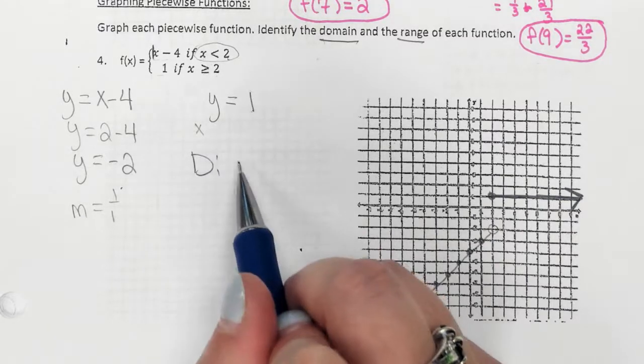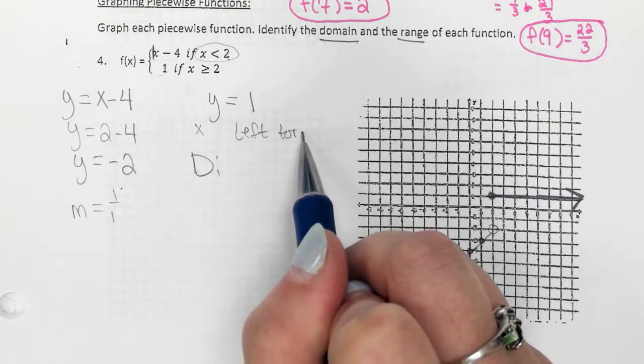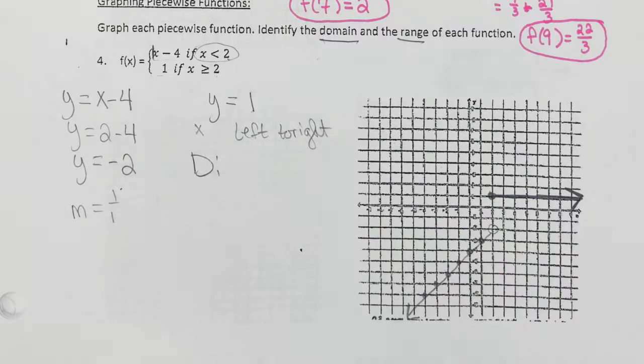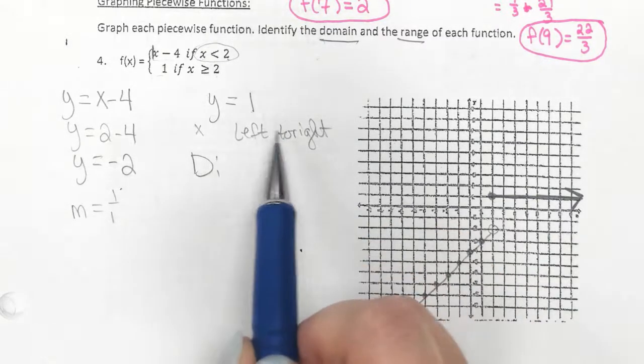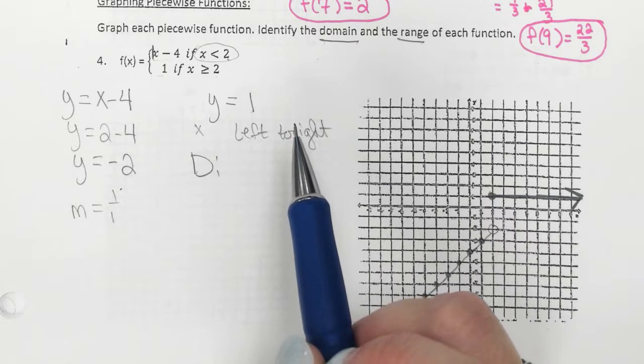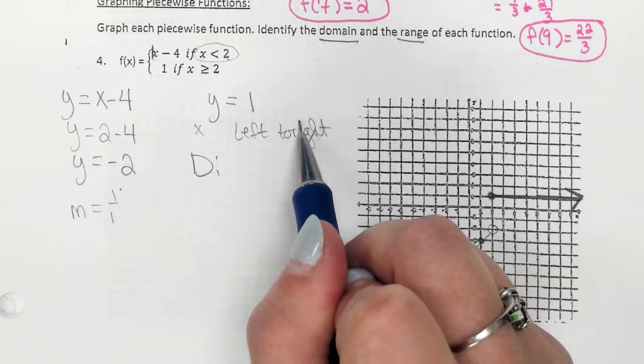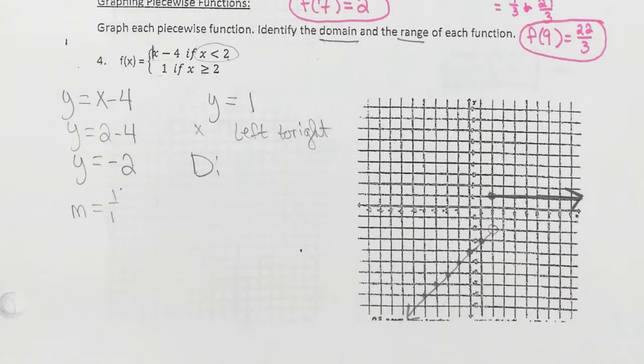Domain are the x values, and x values go from the left to the right. There you go. Guys, there is no shame in writing that down. The shame is getting something wrong because you are trying to be stubborn and be all like a cool kid. Don't be stubborn. It's not cool.